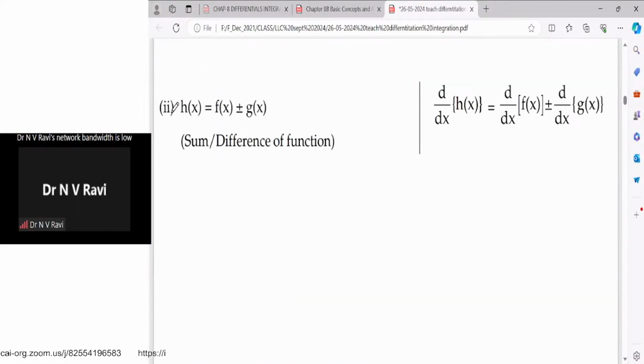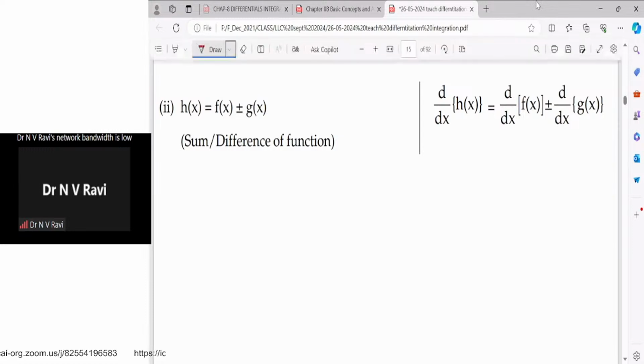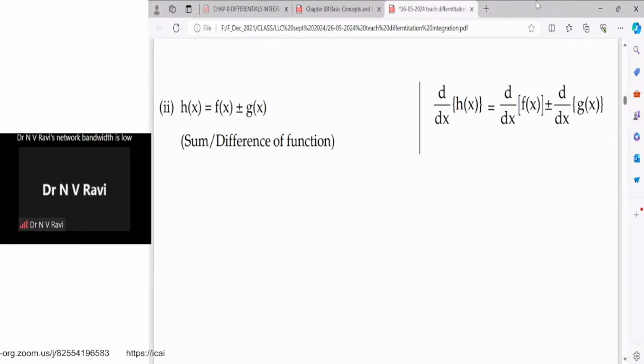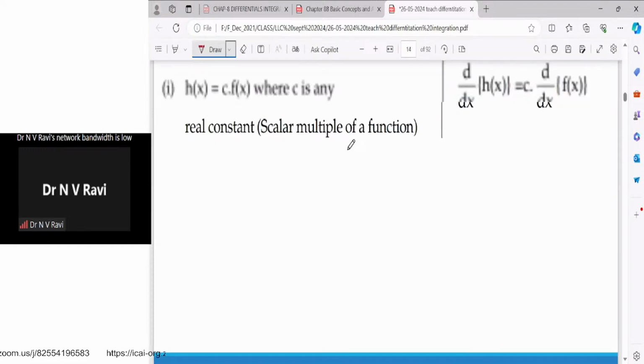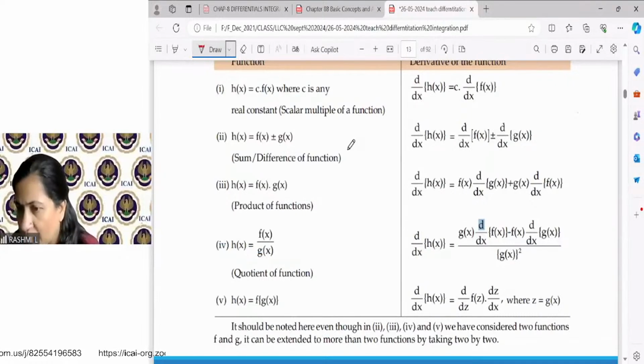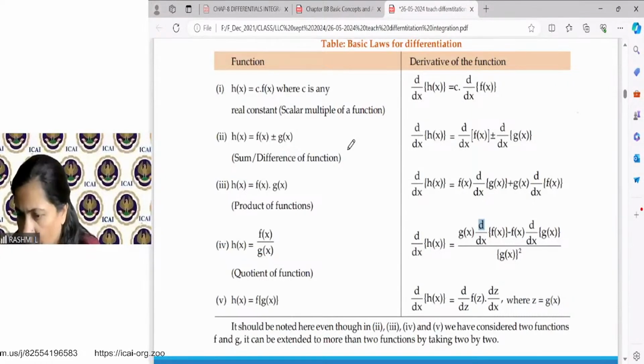Now Madam, there are certain rules. Yes, sir. Let's go to the basic rules of differentiation, that is, sum, difference, product of functions, and quotient of functions. Then you go to the examples. That would be best. Yeah, I'm explaining them one by one.